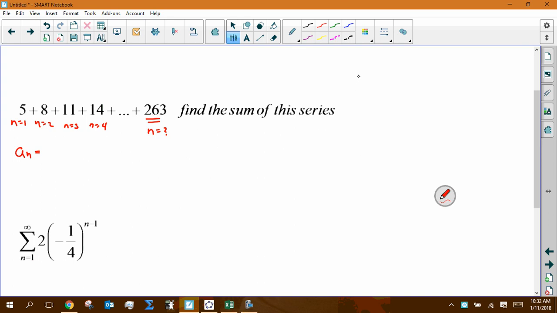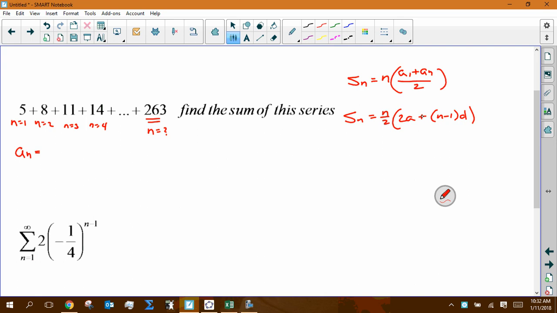technique or step, I'm going to find the sum of the nth terms, and that's found by using, remember, the formula, either n times the average of a sub 1 and a sub n over 2, or you can use s sub n is equal to n over 2 times 2a plus n minus 1 times d.